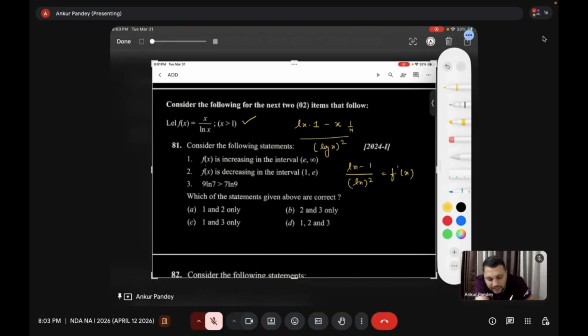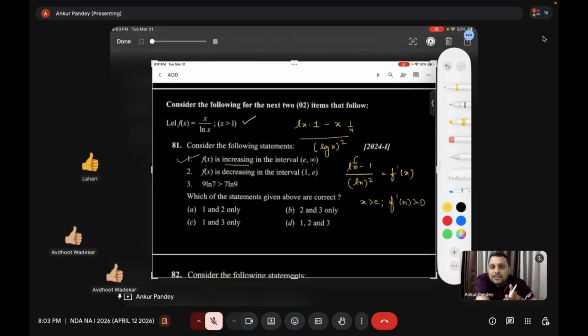So f of x is increasing in the interval e to infinity. When I put log e it is 1, so log x minus 1 at x equal to e is 0. Any value of x which is greater than e will give you an answer more than 1. So it will be positive. So for x greater than e, f dash x is greater than 0, which implies increasing is true. Clear? And similarly, the second answer is also true. For x less than e, the value will come negative. So it is decreasing. This is also true. Yes or no?